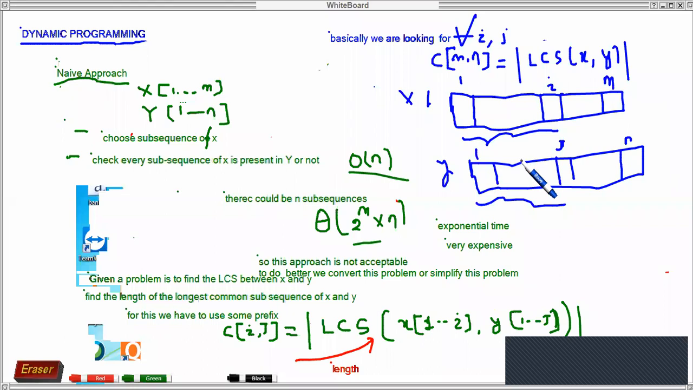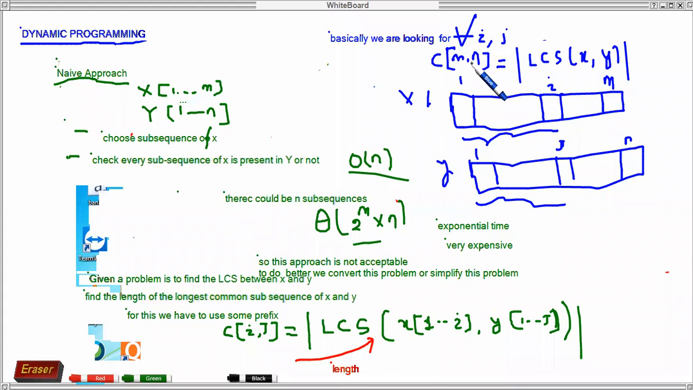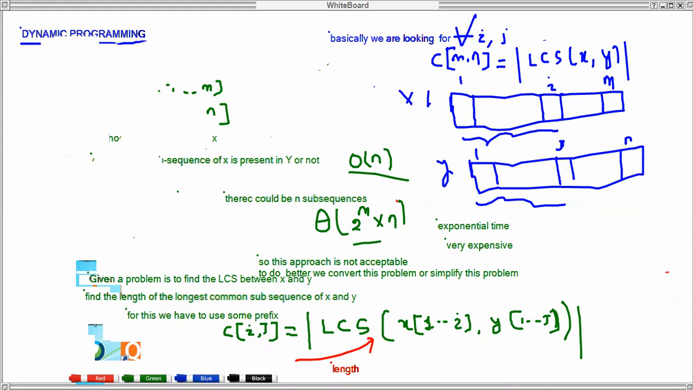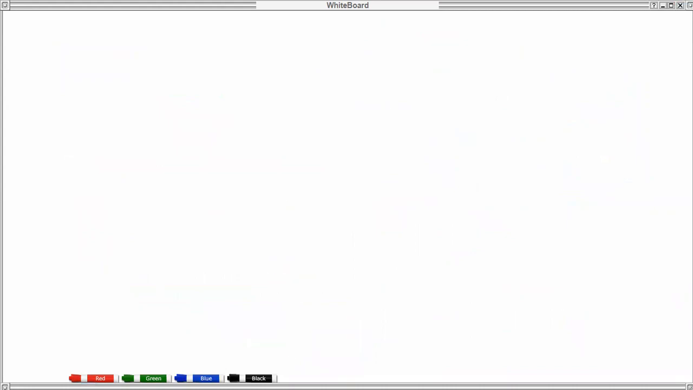Now the theorem comes. Now we can justify this is the longest common subsequence. So we have to find C[m][n], the LCS of x and y. For this, every dynamic programming has a recursive formula. That one we'll discuss now.